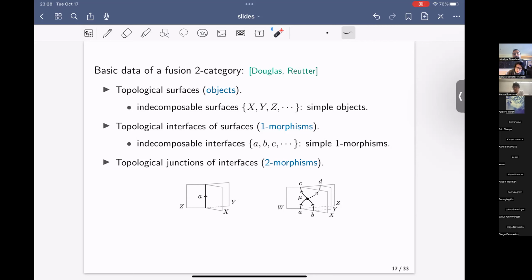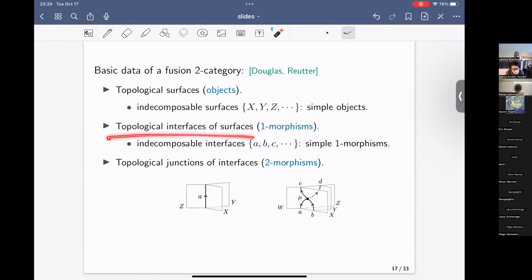So the basic structure of a fusion two-category is very similar to the basic structure of a fusion one-category. The fusion two-category consists of the following data. The first data is the set of topological surfaces, which are also called objects. Indecomposable topological surfaces are called simple objects, and these are denoted by capital letters X, Y, Z, etc.